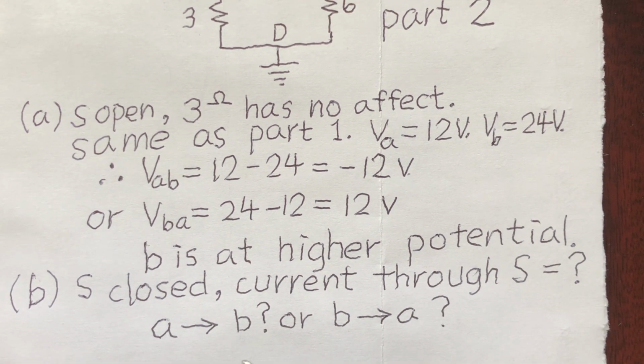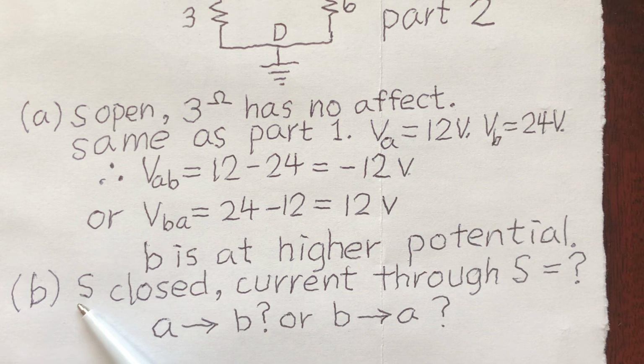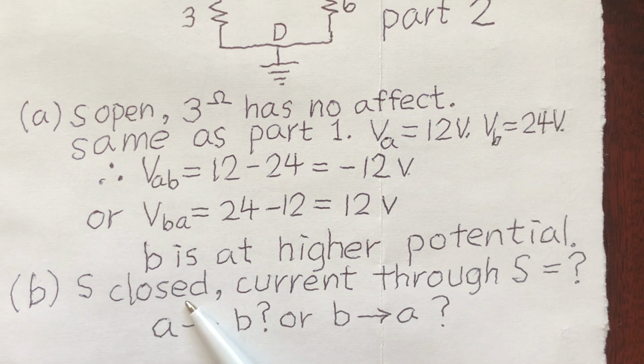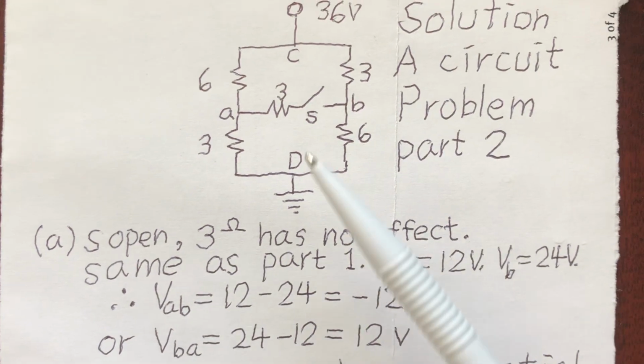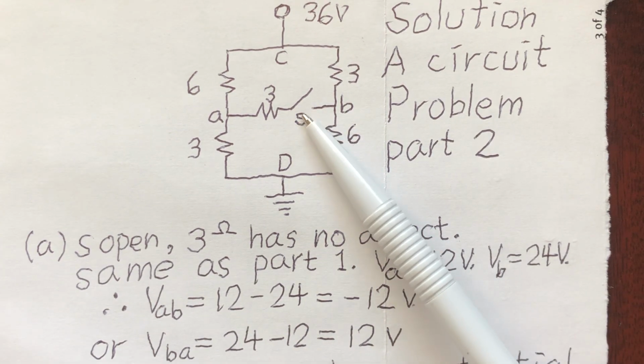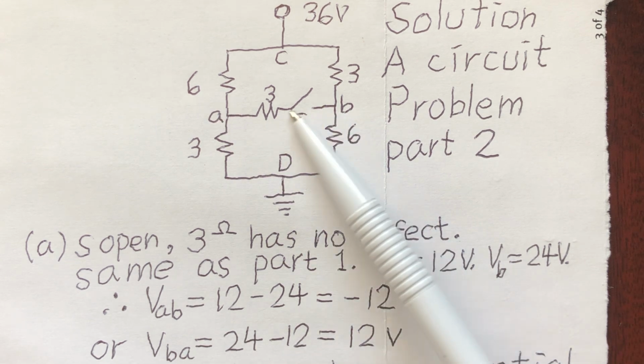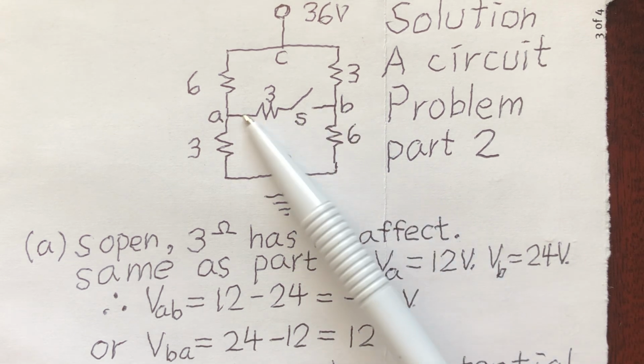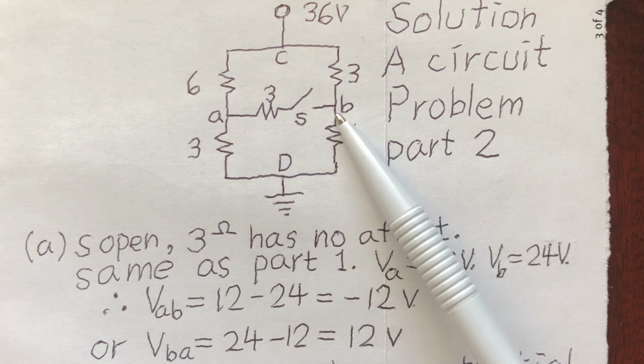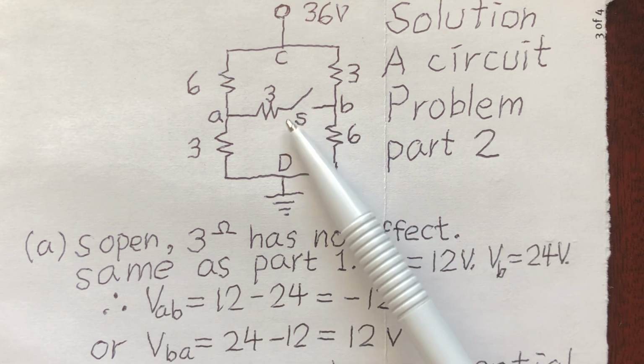The next question, we close the S. The switch S is closed. What is the current through the switch S? Is the current from A to B or from B to A? S is closed. There is a current passing through S. Is the current from B to A or from A to B? And what is the magnitude of the current?